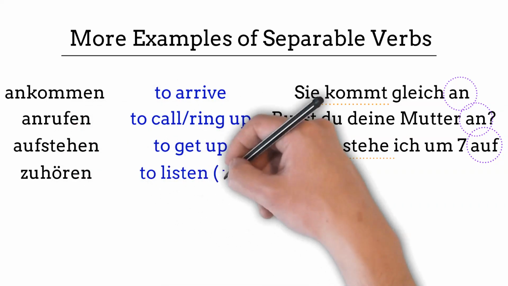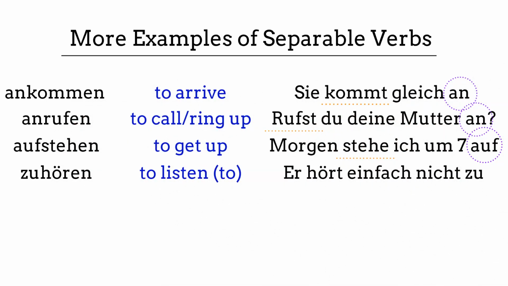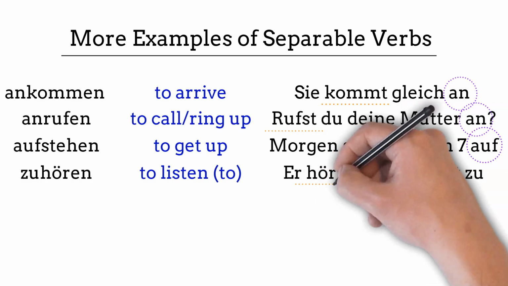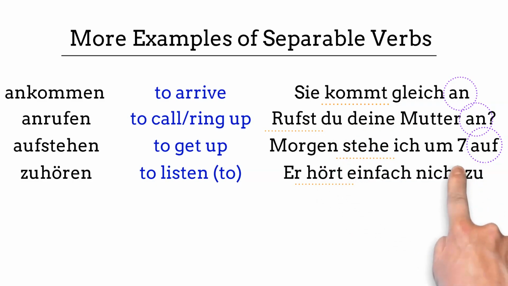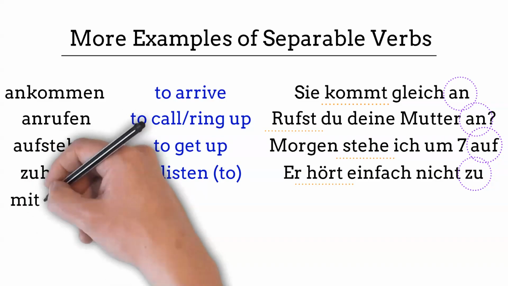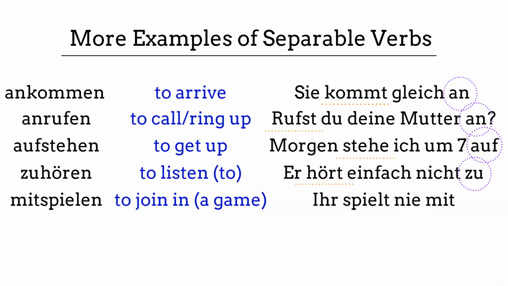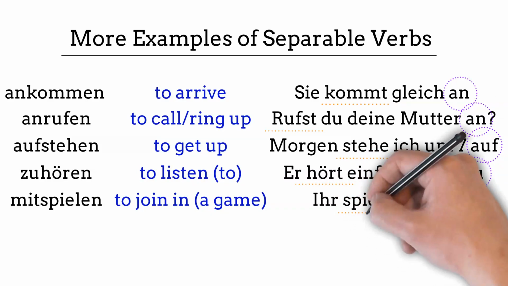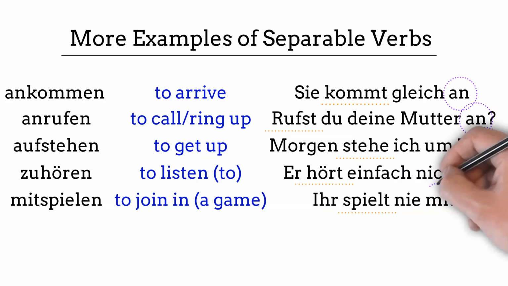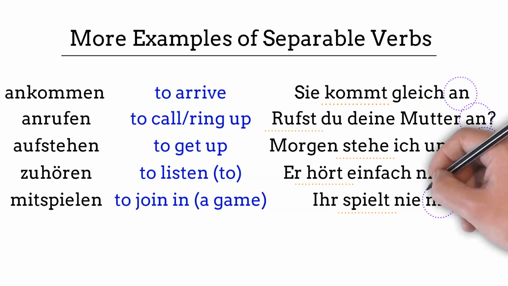Zuhören means to listen. Er hört einfach nicht zu. He's simply not listening. Hört is in second position, whereas zu, the prefix, has been placed right at the end of the sentence. Mitspielen means to join in a game. Ihr spielt nie mit. You guys never join in. Spielt, the conjugated stem, is in second position and the prefix mit is at the end of the sentence.